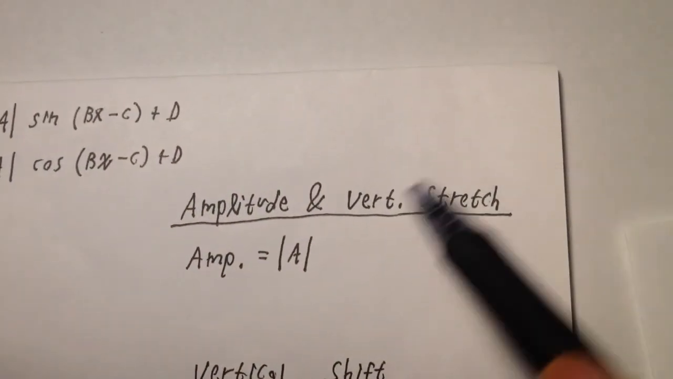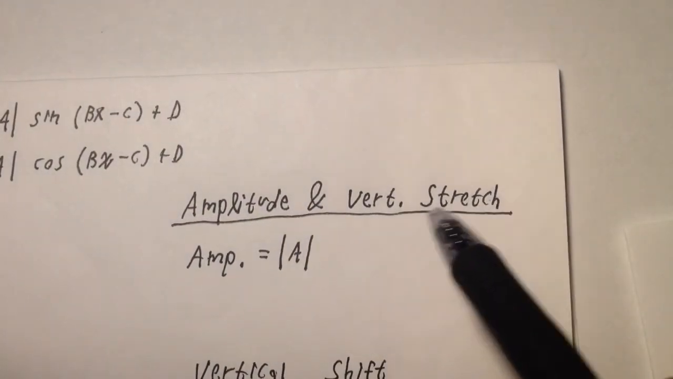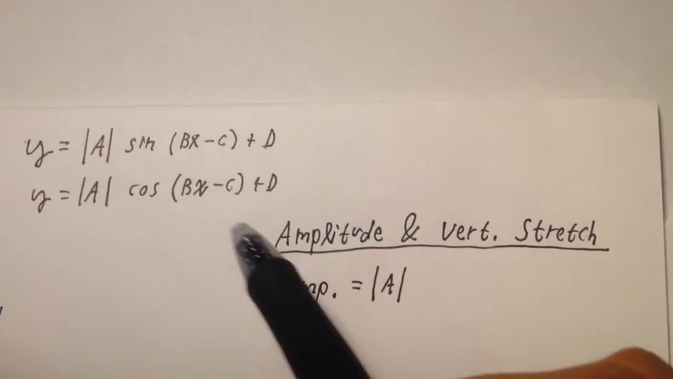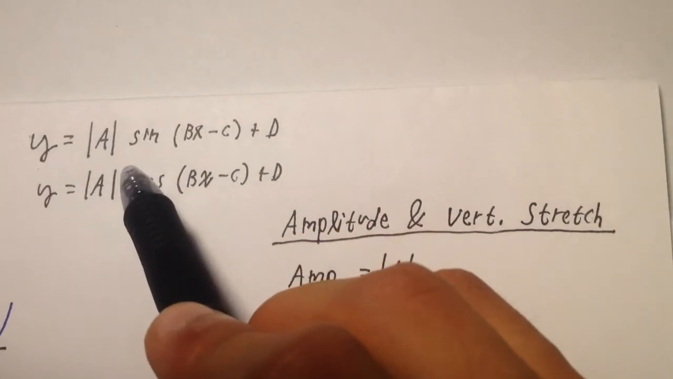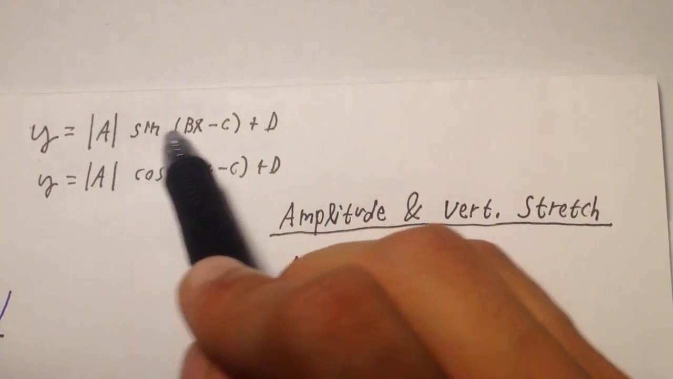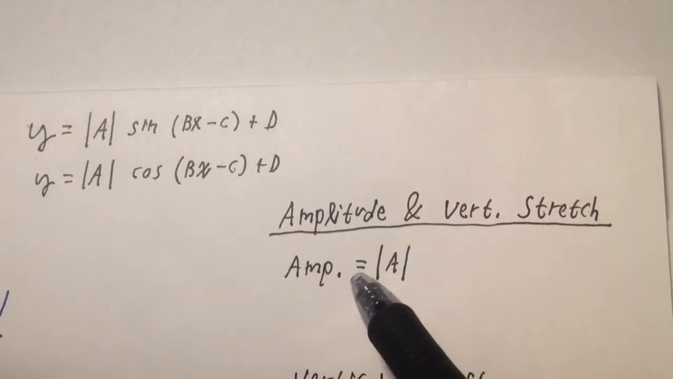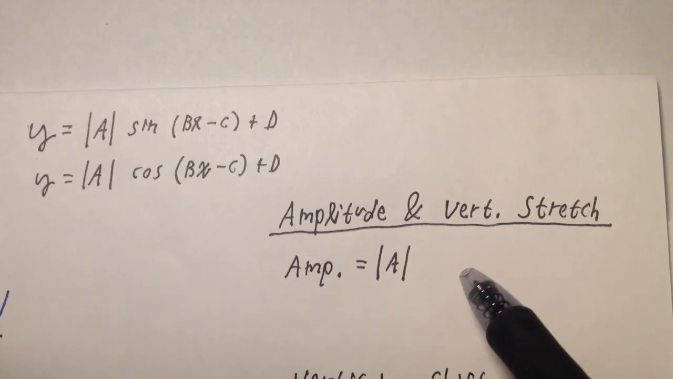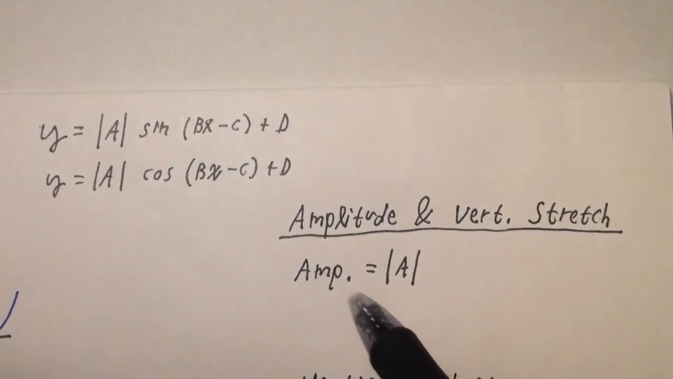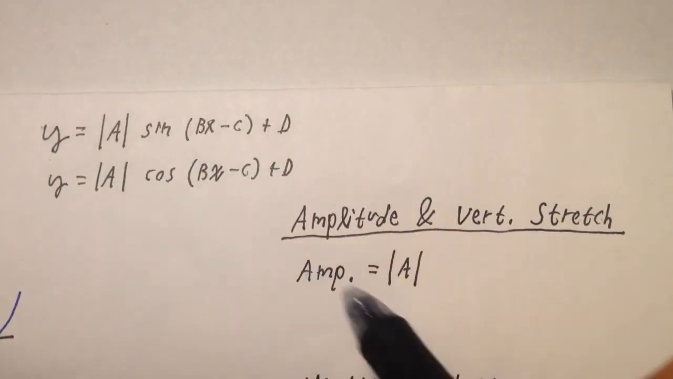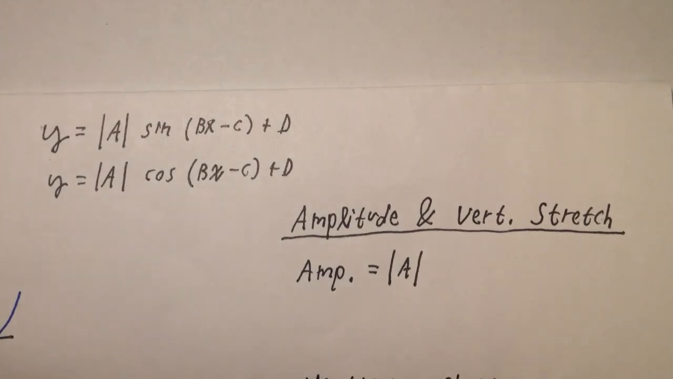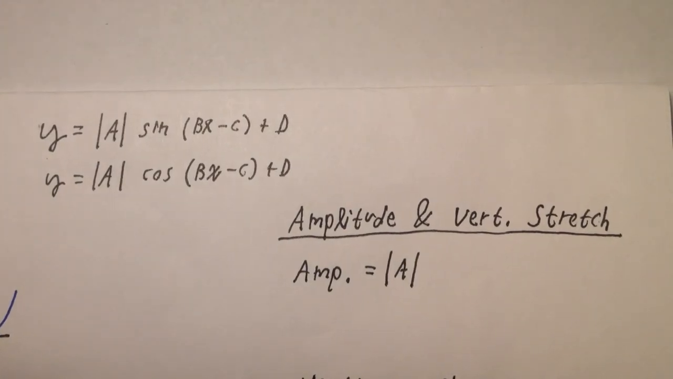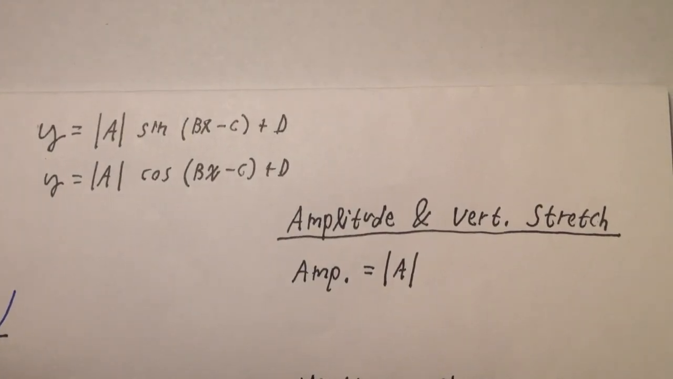Finally, amplitude versus vertical stretch. Amplitude is the absolute value of whatever your coefficient is. So if you have a negative 2 sine of whatever, your amplitude is negative 2, or excuse me, is positive 2, because remember absolute value. But when you get your new y coordinates, you're still going to multiply by that negative 2 to your quarter points. And you'll see what I mean when I do my examples in my other videos.